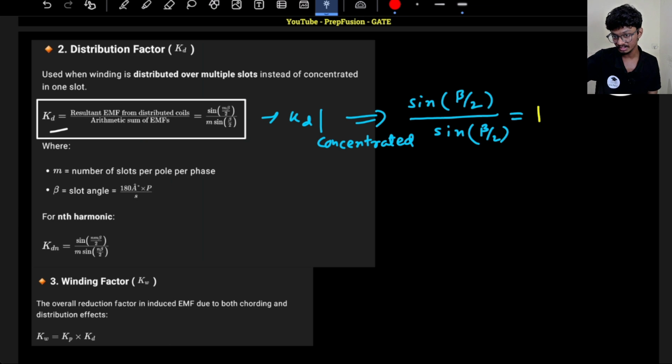What was the pitch factor? Pitch factor was cos n alpha by 2. Very easy to remember. And what is the distribution factor? Kd is sine m beta by 2 divided by m into sine beta by 2. This you have to remember.